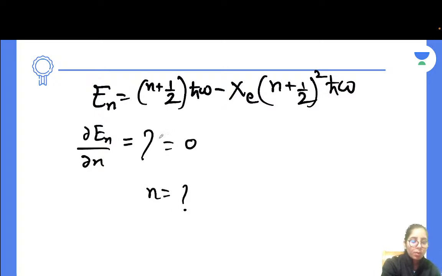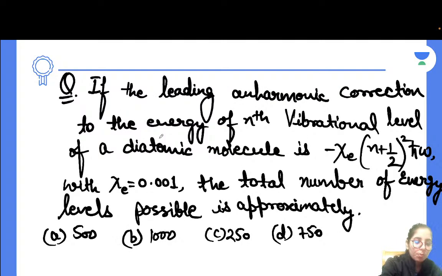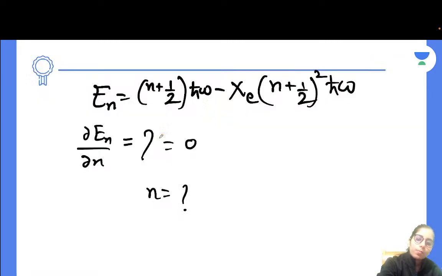This is going to be your maximum value of n, which will be giving you the largest value. Hence this is the total number of energy levels which are possible. That's how you can get it. Let me know if there is anybody having any doubt, we can talk about that. But if everything is clear, that's great. So it's option A, which is the correct option you will have here. You get the 500.